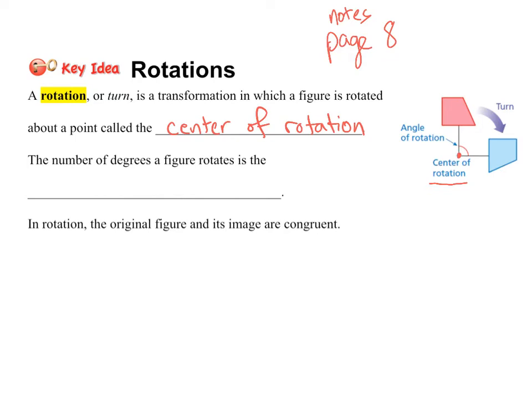The number of degrees a figure rotates is called the angle of rotation. And that's shown here in our picture from the red to the blue figure. That is a 90-degree rotation. Think for a sec, is it clockwise or counterclockwise? It is clockwise, the same way as the hands on the clock. When we do a rotation, the original figure and its image are congruent. Maybe rotated around. Remember, congruent means same shape, same size.